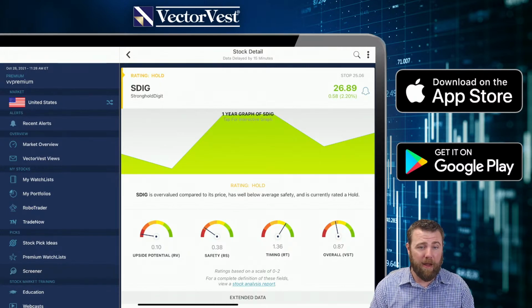I like this stock personally. I own this stock personally. And so far, I'm pretty happy with it, to be honest.